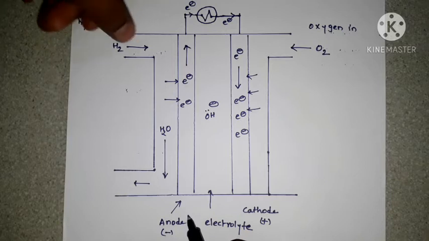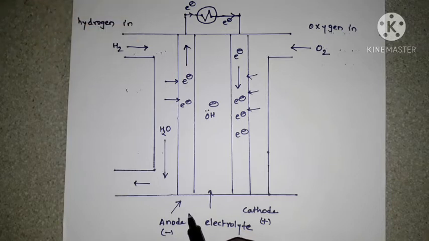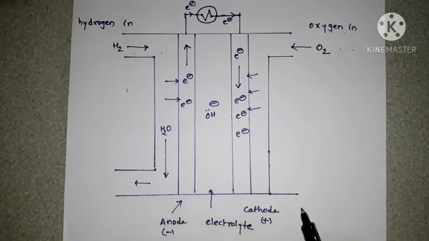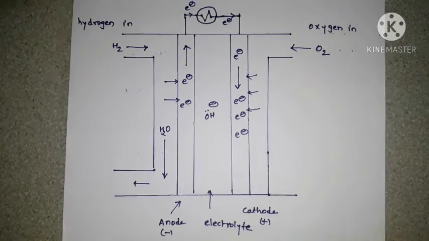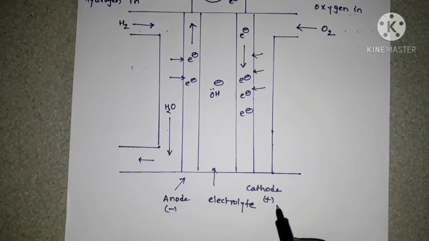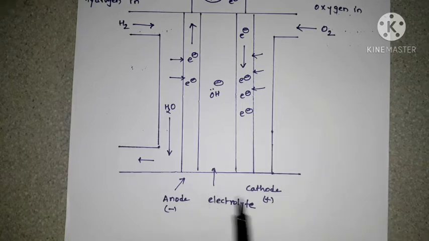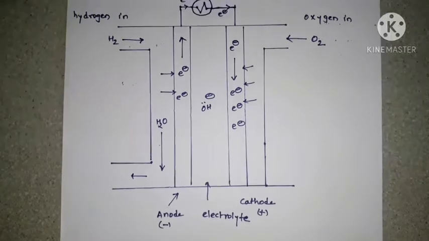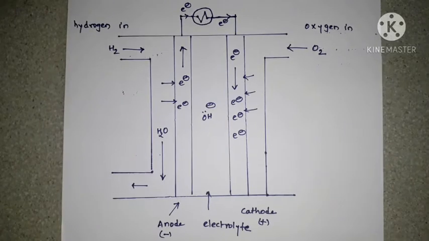Okay, the electrochemistry part, alkaline fuel cell is the form of galvanic cell. So that's why your anode is negative in galvanic cell and cathode is positive in galvanic cell. Okay, but in electrolytic cell, the anode is positive and cathode is negative. But here, because of galvanic cell, the anode and cathode are reverse.